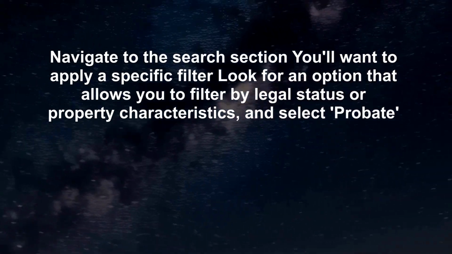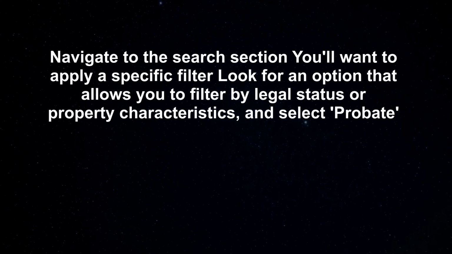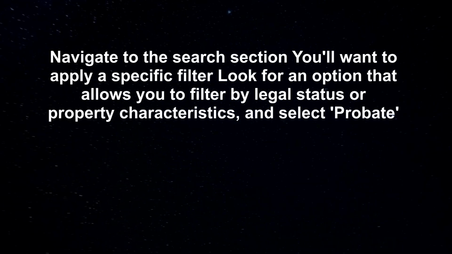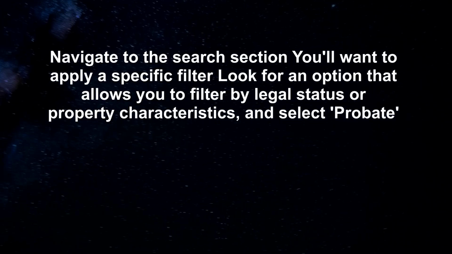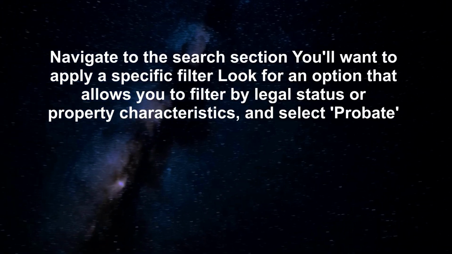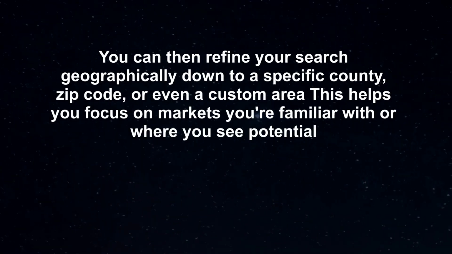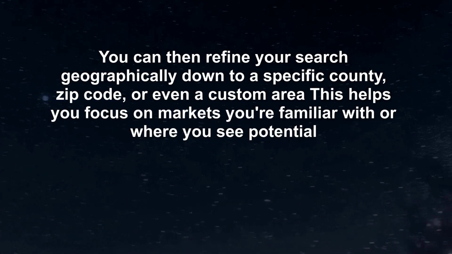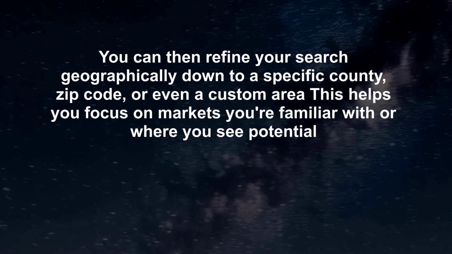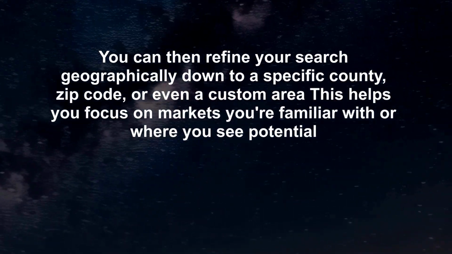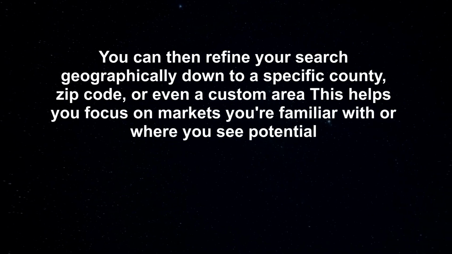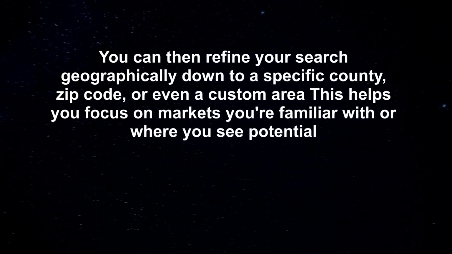Navigate to the search section. You'll want to apply a specific filter. Look for an option that allows you to filter by legal status or property characteristics, and select probate. You can then refine your search geographically down to a specific county, zip code, or even a custom area. This helps you focus on markets you're familiar with or where you see potential.